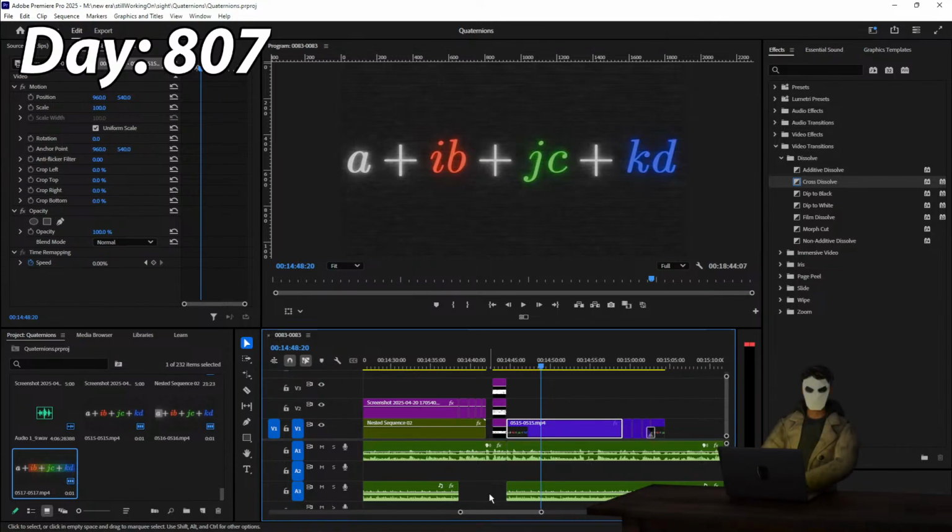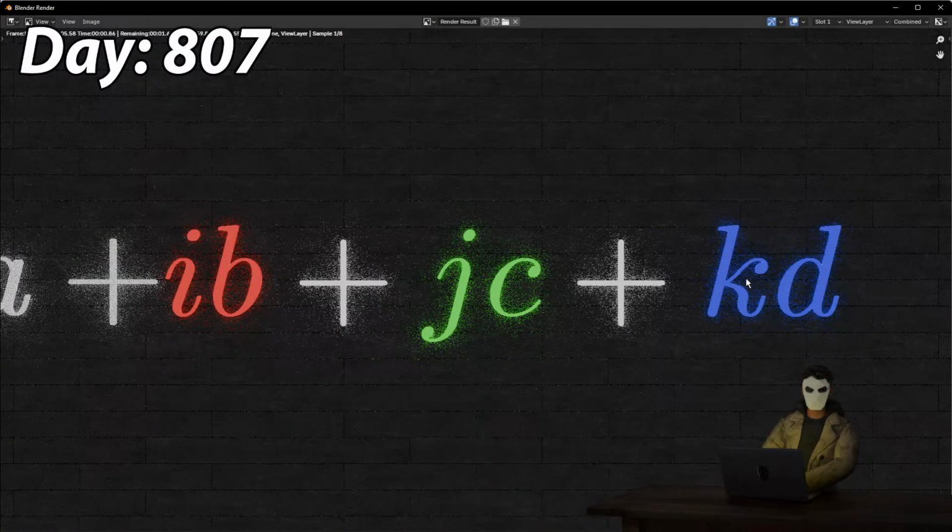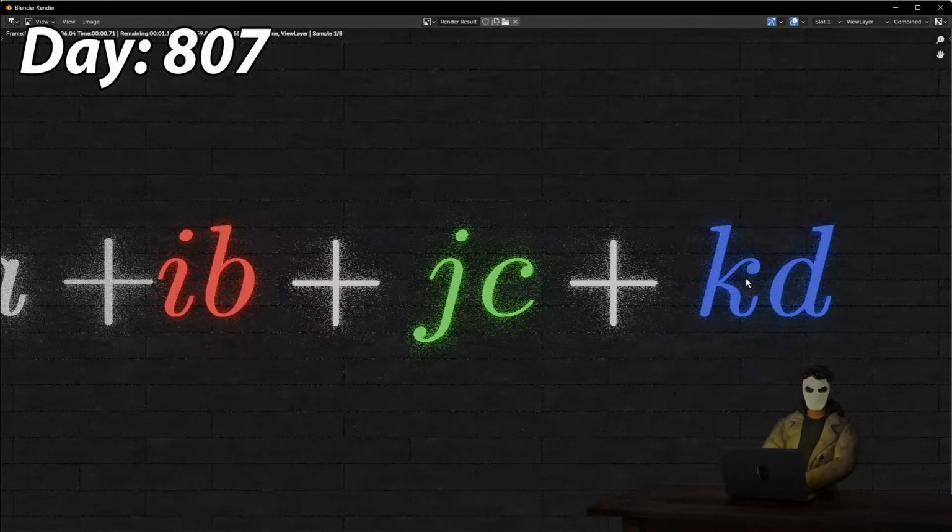Make negative as negative light. No, because that looks terrible. Blender is capable of rendering negative light, which I find hilarious, but it's really not supposed to. It looks so bad.